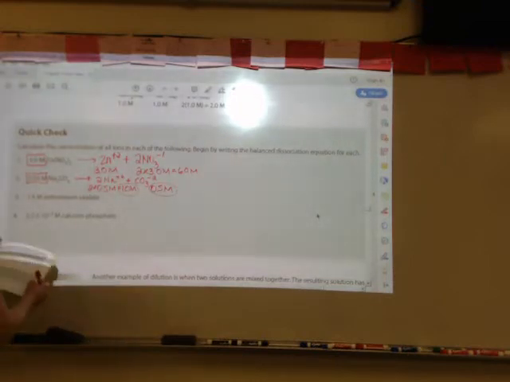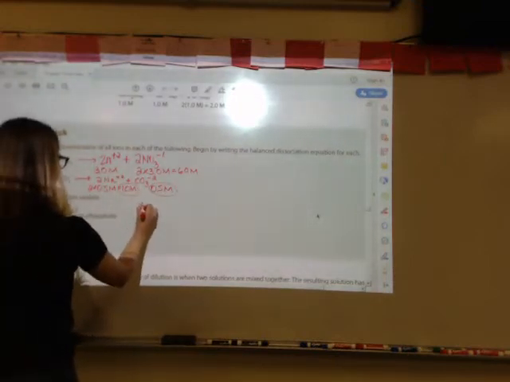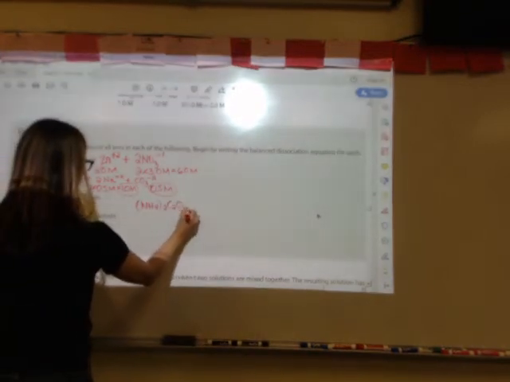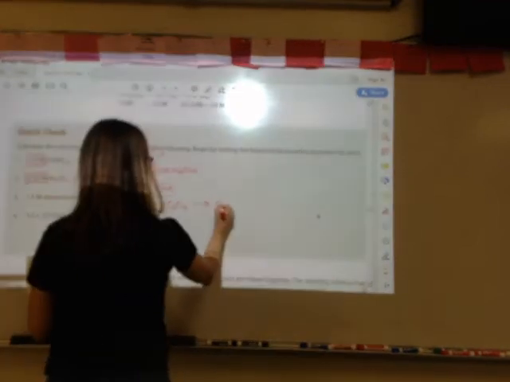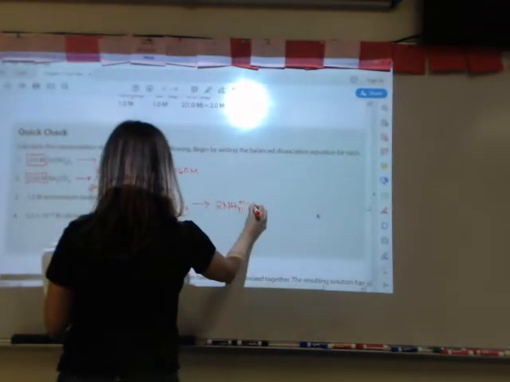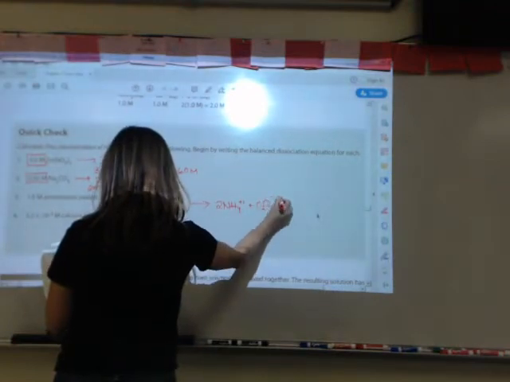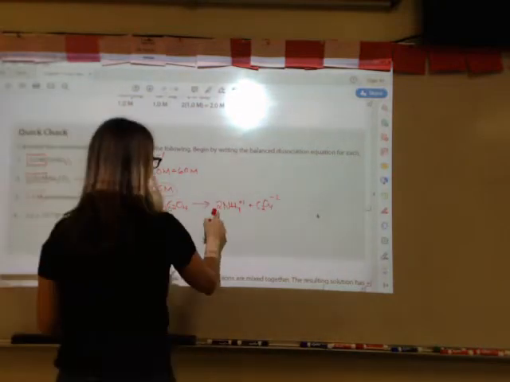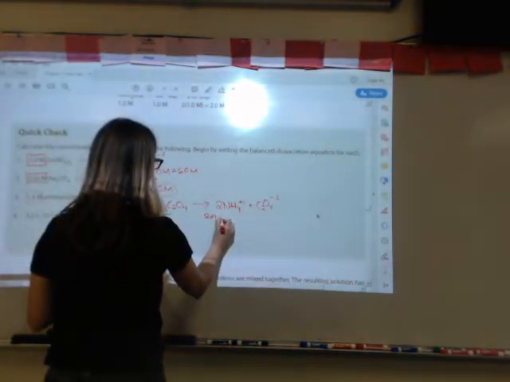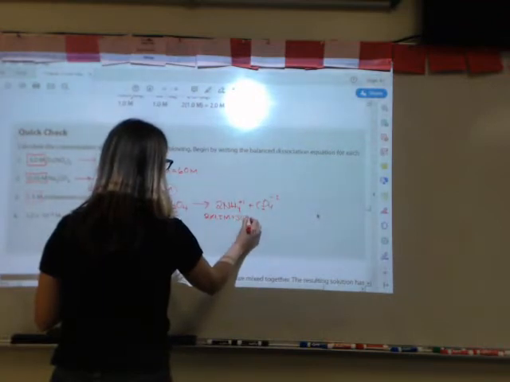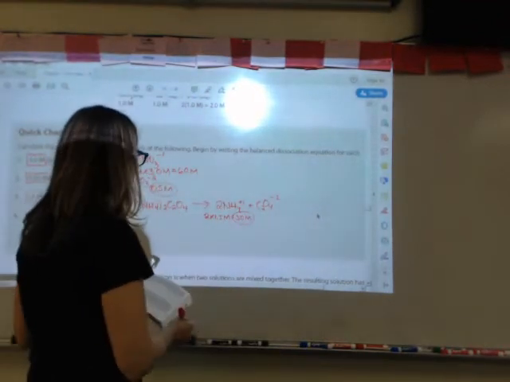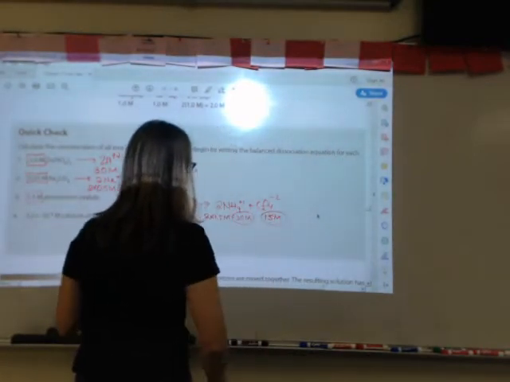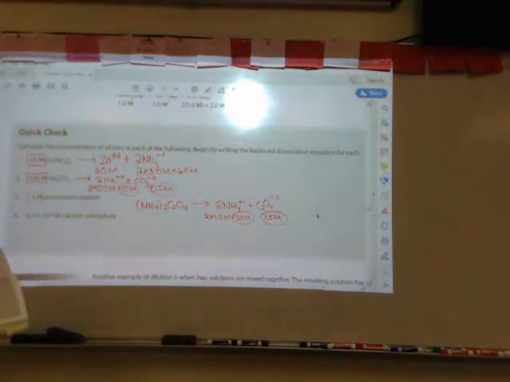Number 3, ammonium oxalate. Ammonium oxalate is NH4 in parentheses with a subscript 2, C2O4. You're going to form 2 ammonium ions and 1 oxalate ion. And if this original concentration is 1.5 molar, then 2 times 1.5 will give you a 3 molar ion concentration for the ammonium. And then 1 C2O4 times 1.5 means the concentration of the oxalate is 1.5 molarity.